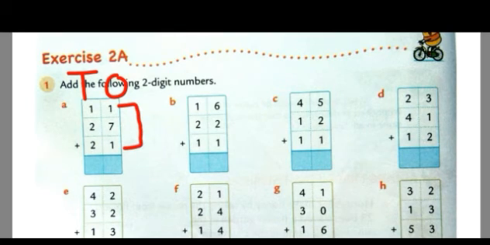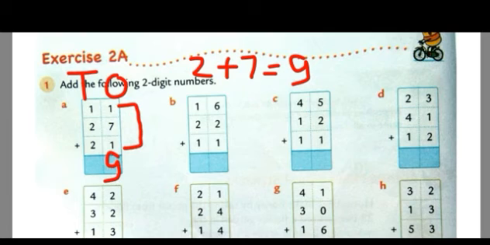So 1 plus 1 is 2. And what is the remaining number that we need to add? 7. So 2 plus 7, how much? You need to count it with your fingers. 9. Yes. So we will write 9 in the ones place.